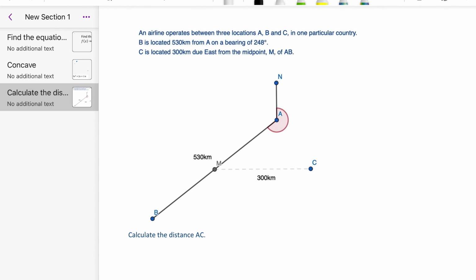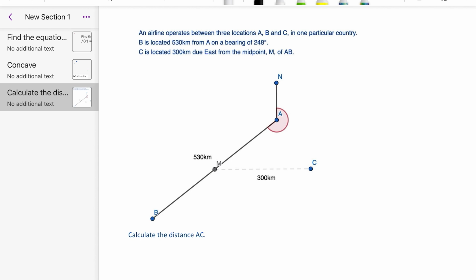So in our previous video, we've shown how to draw the bearing in GeoGebra. So that was a nice visualization. We're going to continue with this problem. If you want to practice it yourself, give it a go, pause this video, and then get back to it.